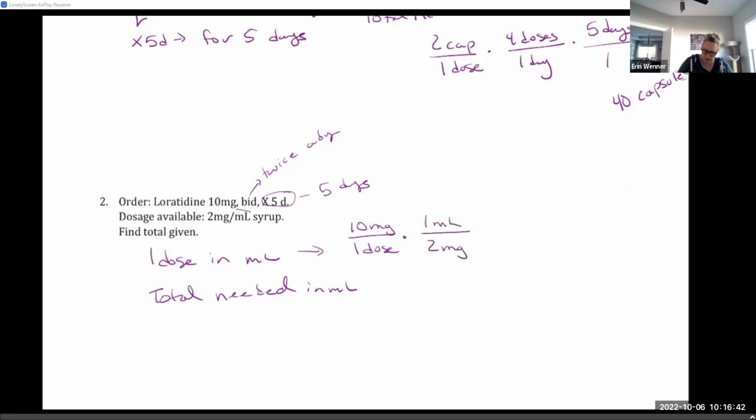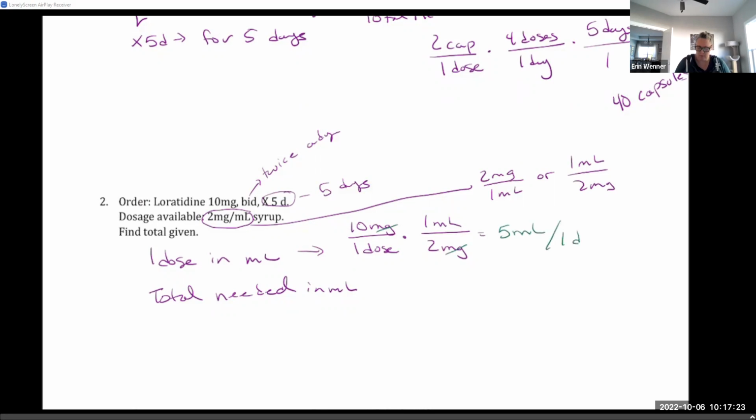Now, with this type of ratio, we have 2 milligrams over 1 milliliter, or we can also do 1 milliliter over 2 milligrams because it's considered a unit conversion. They're equivalent to each other. And so depending on which unit of measure you're trying to cancel, that's which way you're going to flip your fraction. So because we want our milligrams to cancel, we would put the milligrams on the bottom. So our milligrams cancel. We end up with 10 over 2, which gives us 5 milliliters for one dose.